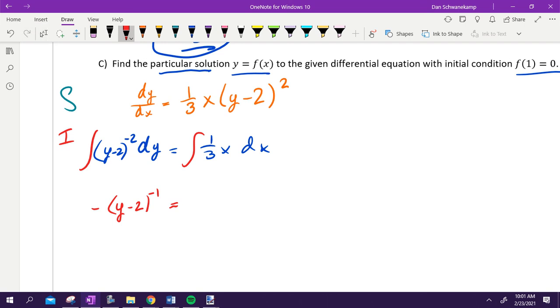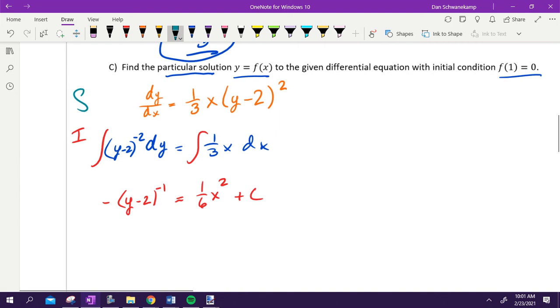Okay, on the other side, 1/3 x, I'm adding 1 to my exponent, dividing by my new exponent, and a plus c. If you got that, we just got 3 more points. We got 1 point for the separation, and then 2 points for the integration. Or actually, I lied. It's 1 point for the integration. 1, 2. Everybody good to here?